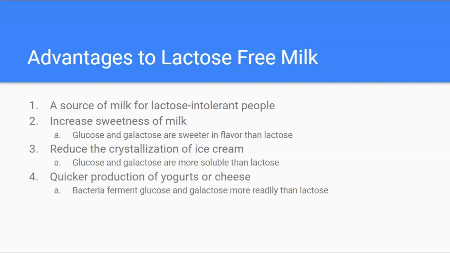It can increase the sweetness of milk because glucose and galactose are sweeter than lactose. So if you already have them broken down in the milk that you're drinking, it tastes sweeter. If you're using this to make ice cream, you reduce the crystallization of that ice cream. You know, when you leave the ice cream in the freezer too long and it crystallizes? Maybe you don't because you eat it fast enough, but this always happens to me. But glucose and galactose are more soluble, so less likely to crystallize. And you can have a quicker production of yogurts or cheese because bacteria ferment glucose and galactose more readily, more easily than lactose.